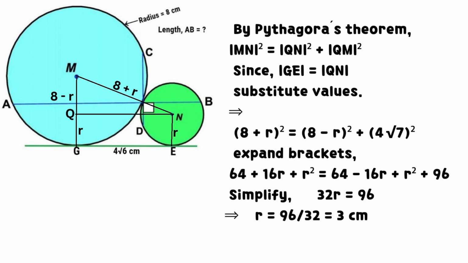Expand brackets and simplify. We have that 32 times small r equals 96. It signifies that small r equals 96 divided by 32, which equals 3 centimeters.